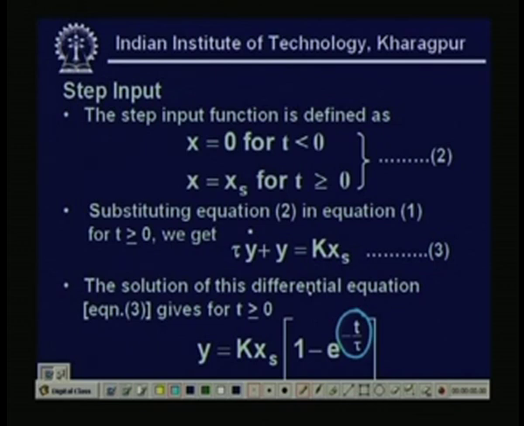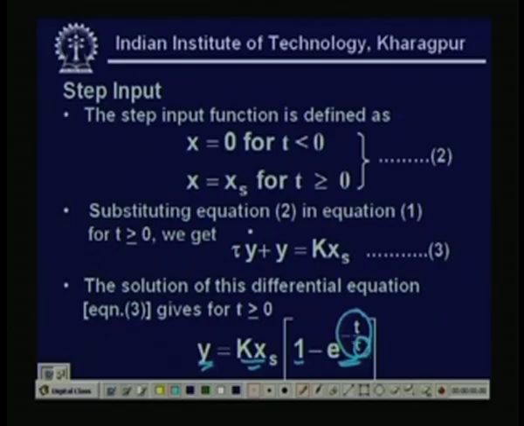These are of significance, the meaning of this, and k xs. As you can see, as time grows, this is the transient part, and this will die out. So ultimately we will find that the output will follow the input, because at that time this becomes 0, so this is equal to 1, and y equals k xs into 1.